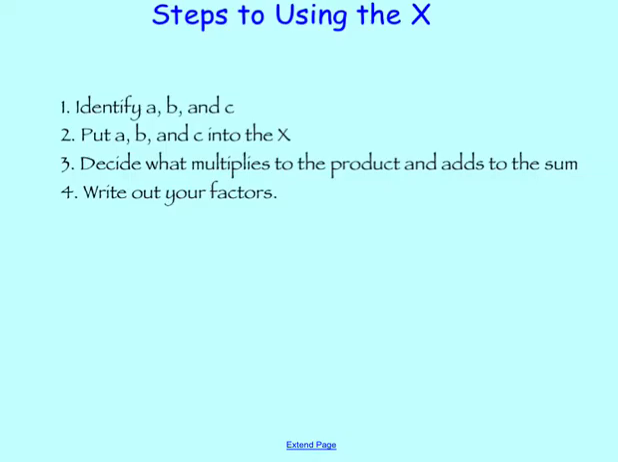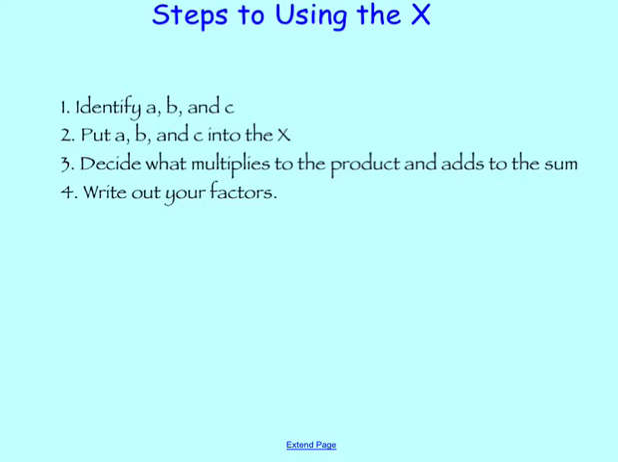So first, let's go through those steps. So the first thing you want to do is figure out what a, b, and c equal. That's our first step, to have that written down. Then we're going to put a, b, and c into the x. Now when we do that, we're going to take a times c and multiply it up top, and then put b on the bottom for our sum. So then we need to figure out what factors multiply to the product and add to the sum, and then we're going to write out our factors.